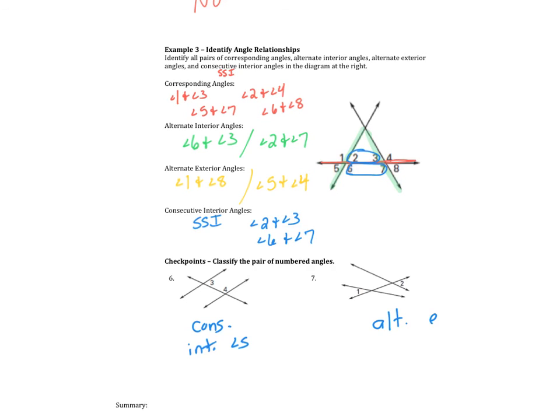And number 7 would be alternate exterior angles. Because here are the 2 lines. Angle 1 and 2 are on the outside of those lines. And you can see angle 1 is on the left outside. Angle 2 is on the right outside. So those are alternate exterior angles.